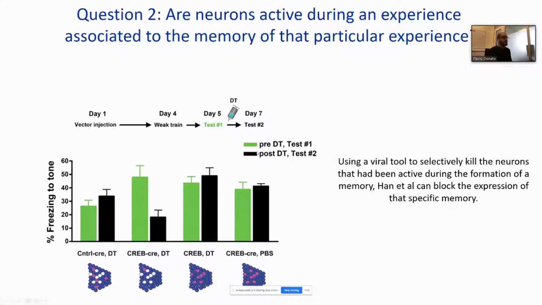And what you see is that in this red bar here, in which the cells that were active during the acquisition of the memory were killed, the animal shows much less freezing response, that is the way in which we quantify fear, than an animal in which those cells were active. So you can see that if you kill the cells that were active during the acquisition of the memory, the memory is gone.